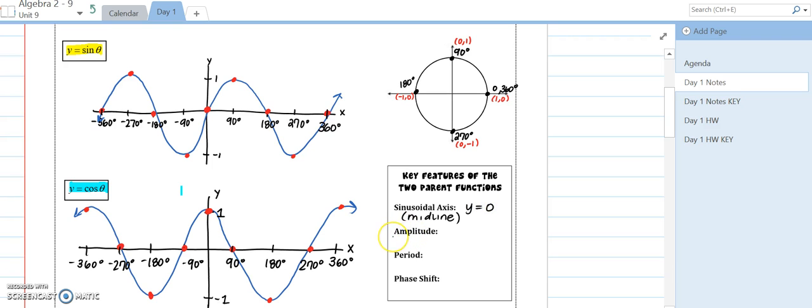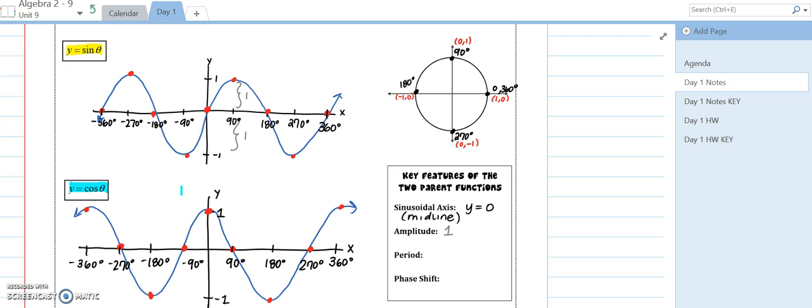Now the amplitude is just how far up and down I go from the midline. If I'm looking at the sine graph, for example, the highest up I go is 1, and the furthest down I go is 1. So the distance from the midline to the upper bound and the lower bound, meaning the high and the low point, is just 1.